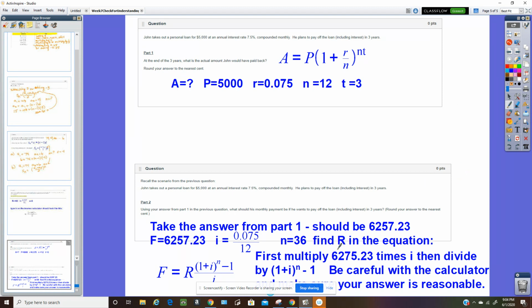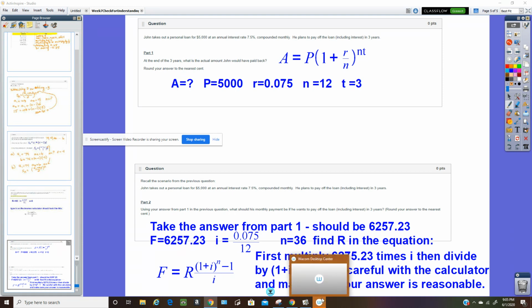So the first thing you should do is take this future value and multiply by 0.075 over 12. So right here, first multiply 6,257.23 times this value I, which is this. And then you're going to divide by this whole numerator here. So it'd be 1 plus 0.075 over 12. And N, I didn't write there, it's 36. Oh, it's right here. So N is 36, that goes right in there.